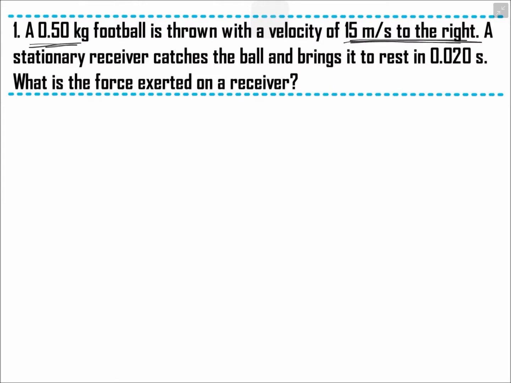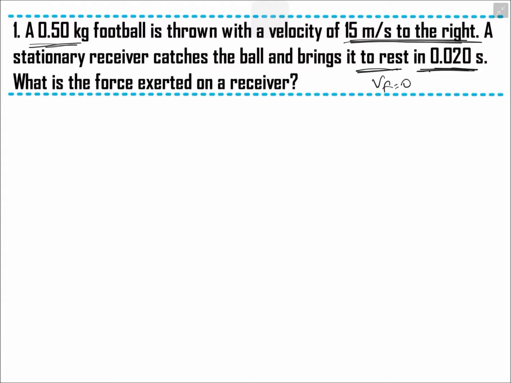In this question it says a 0.5 kilogram football is thrown with a velocity of 15 meters per second to the right. This is important. A stationary receiver catches the ball and brings it to rest in 0.020 second, and since it says bring it to rest, the final velocity is going to be 0. What is the force exerted on the receiver?